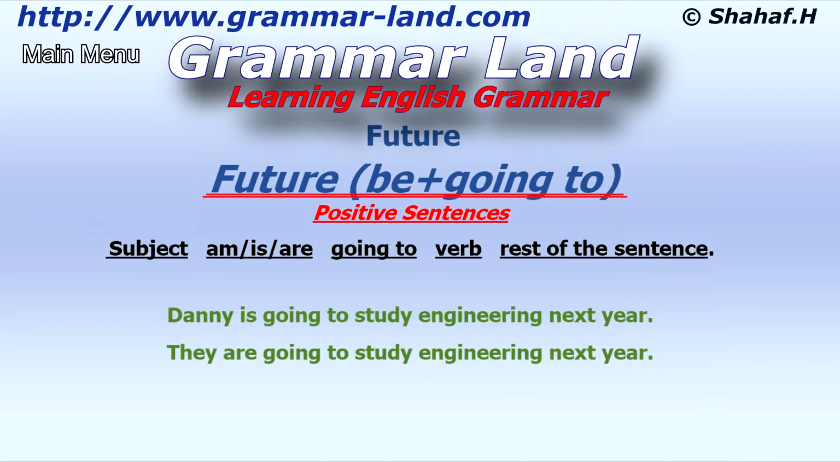They are going to study engineering next year. The subject is they, that's why we use are. The expression which indicates future is, are going to. The verb study, stays as it is, in its basic form. The rest of the sentence is, engineering next year.